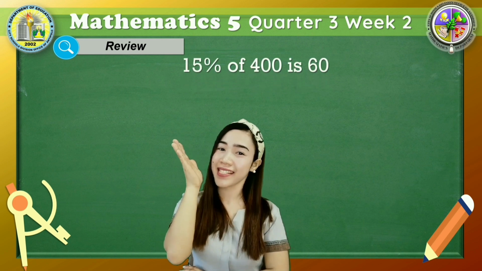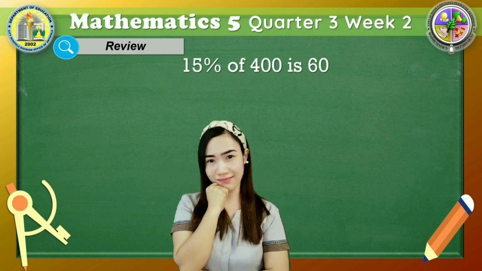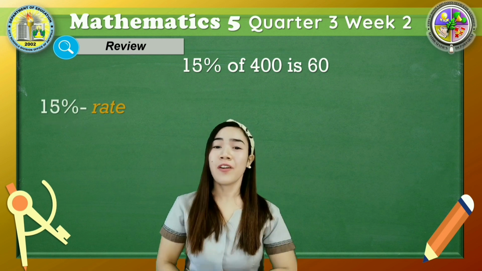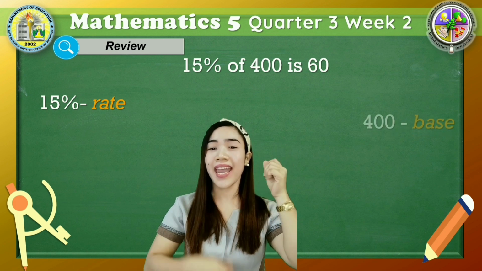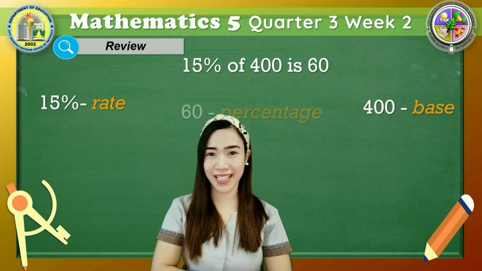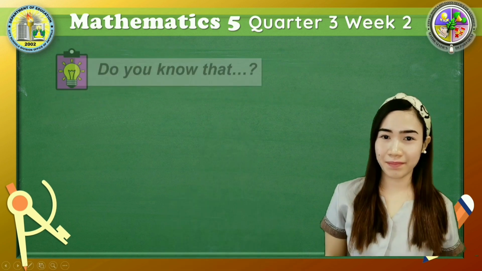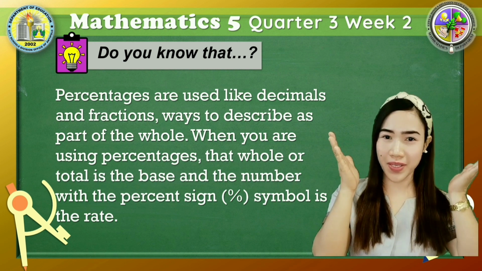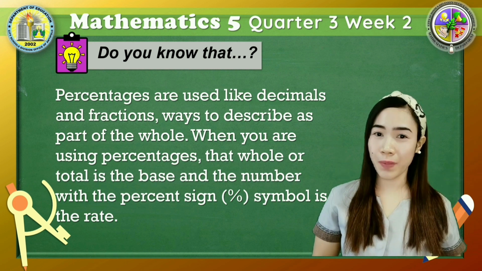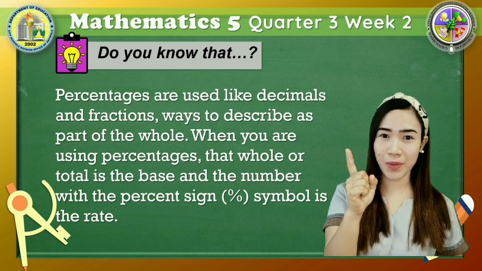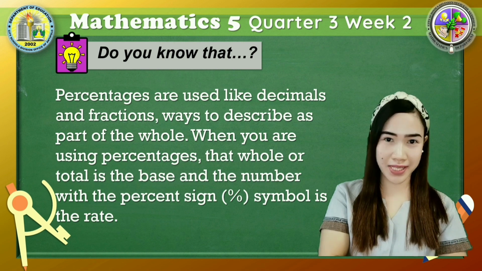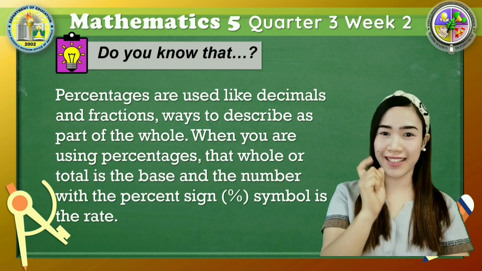Last one. 15% of 400 is 60. Correct. 15% is the rate, 400 is the base, and 60 is the percentage. Very good. Do you know that percentages are used like decimals and fractions, ways to describe a part of the whole? And that whole is called the base. And the symbol that uses the percent is called rate.